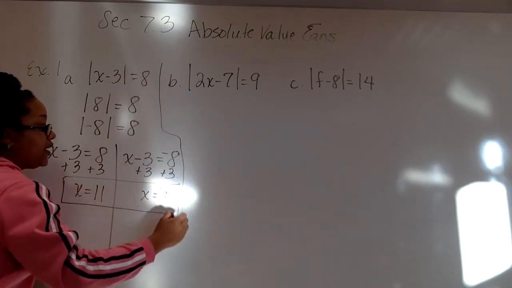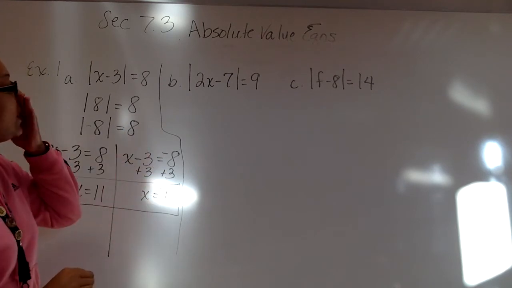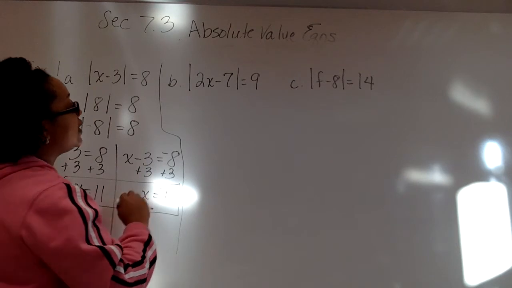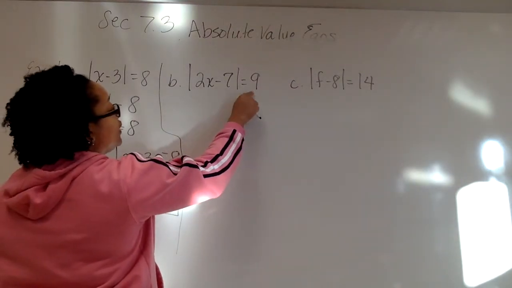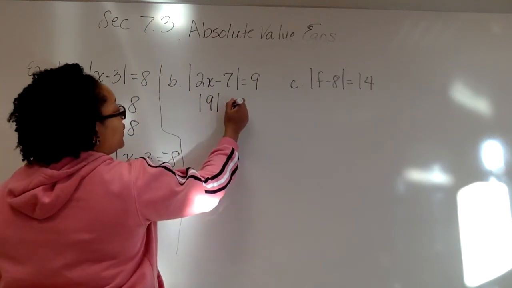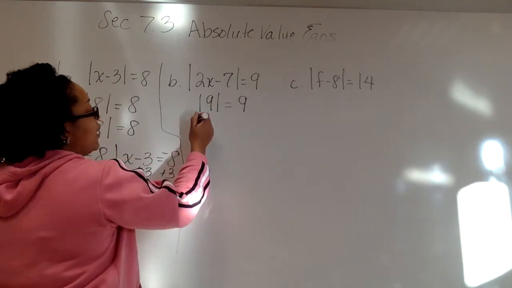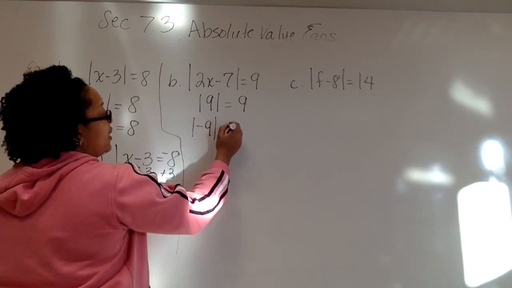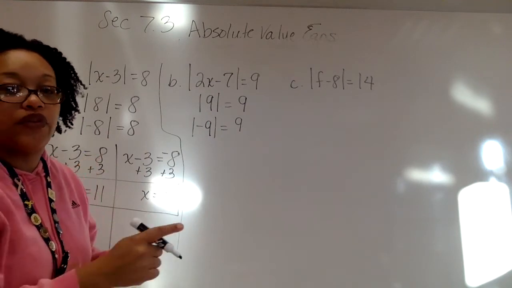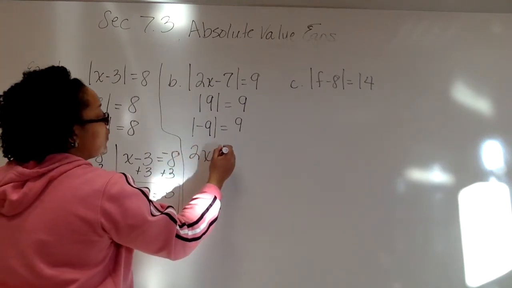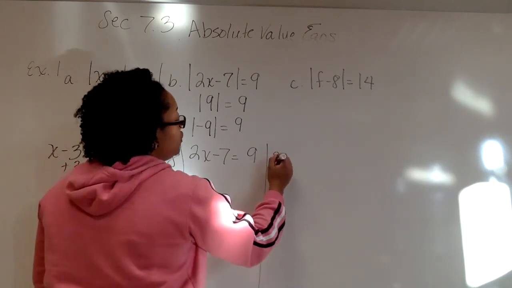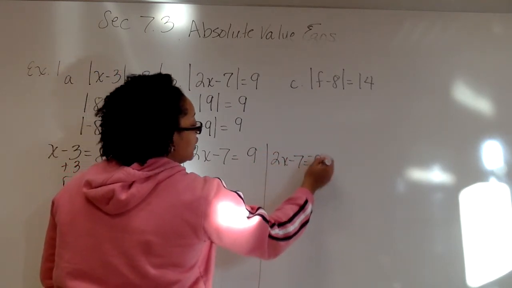I hope you can see letter B here. The absolute value of 2x minus 7 equals 9. So once again, what you've got to realize is that if the absolute value is equal to 9, you have two options. The absolute value of positive 9 is always going to be 9, and the absolute value of negative 9 is still always going to be 9. So we've got to check this expression for both. So that's 2x minus 7 equals positive 9, and I'm going to draw a line here. 2x minus 7 equals negative 9.